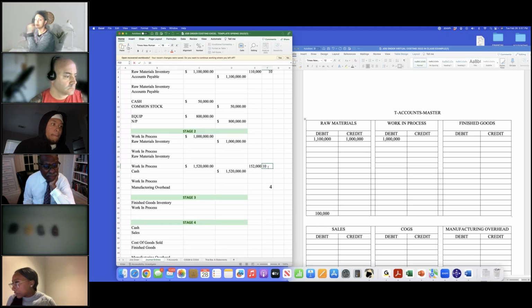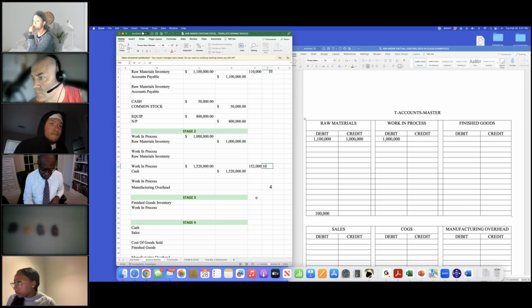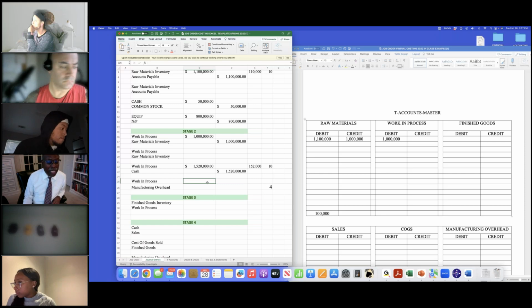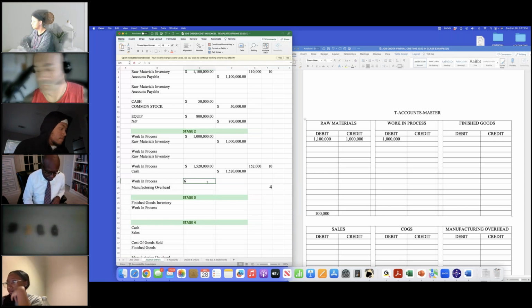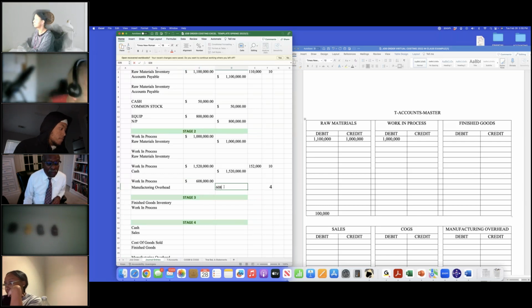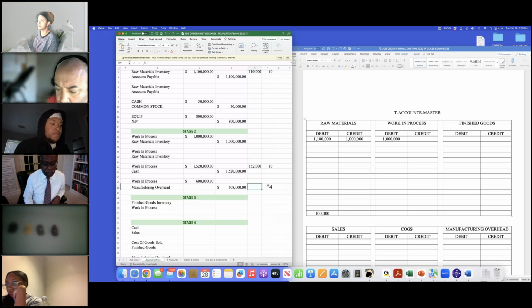The next one, we debit work in process for 608,000, and then credit manufacturing overhead for 608,000. How'd you get 608? You multiply the actual hours worked, 152,000, by the manufacturing overhead rate, which was 4. What's that called? Is it the manufacturing overhead estimate? Then we have a name for it.